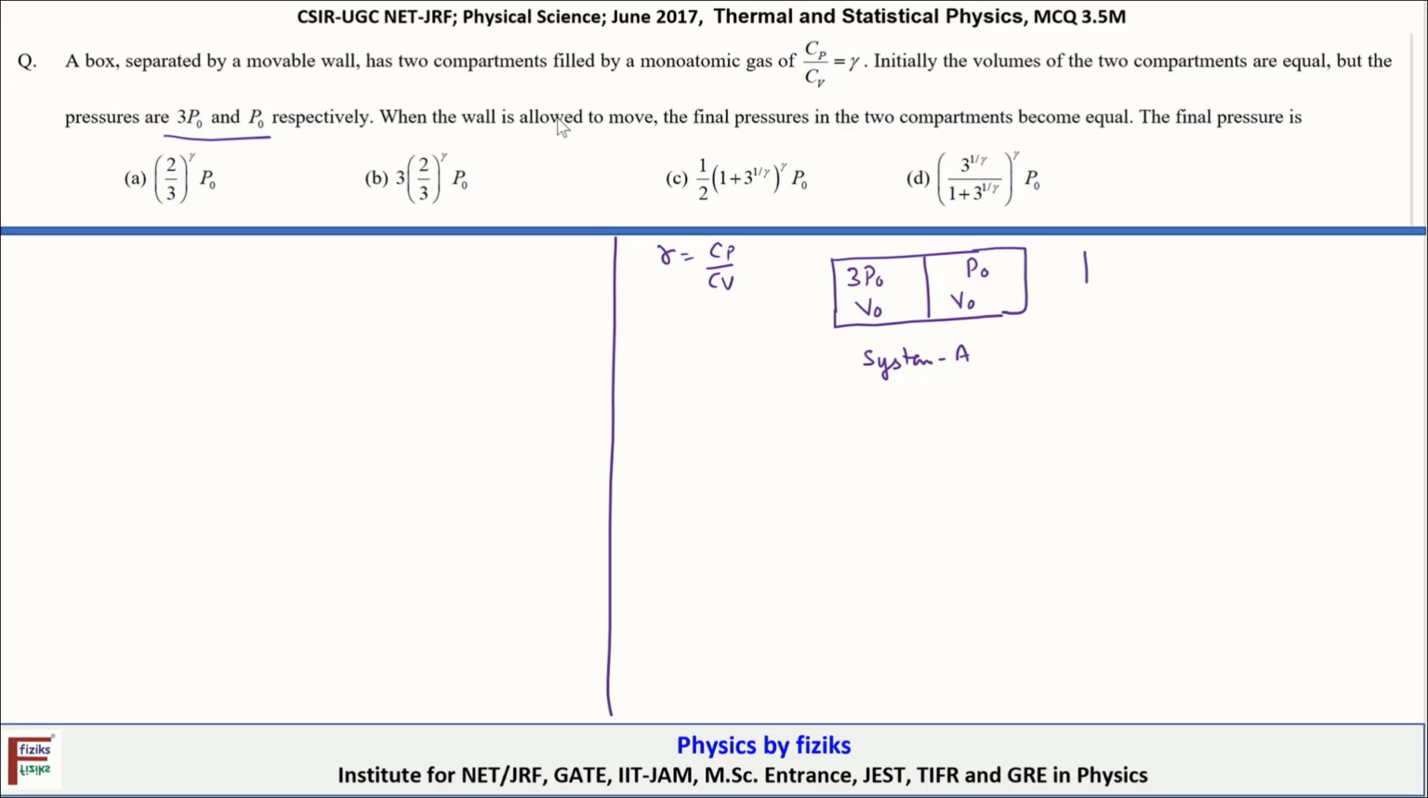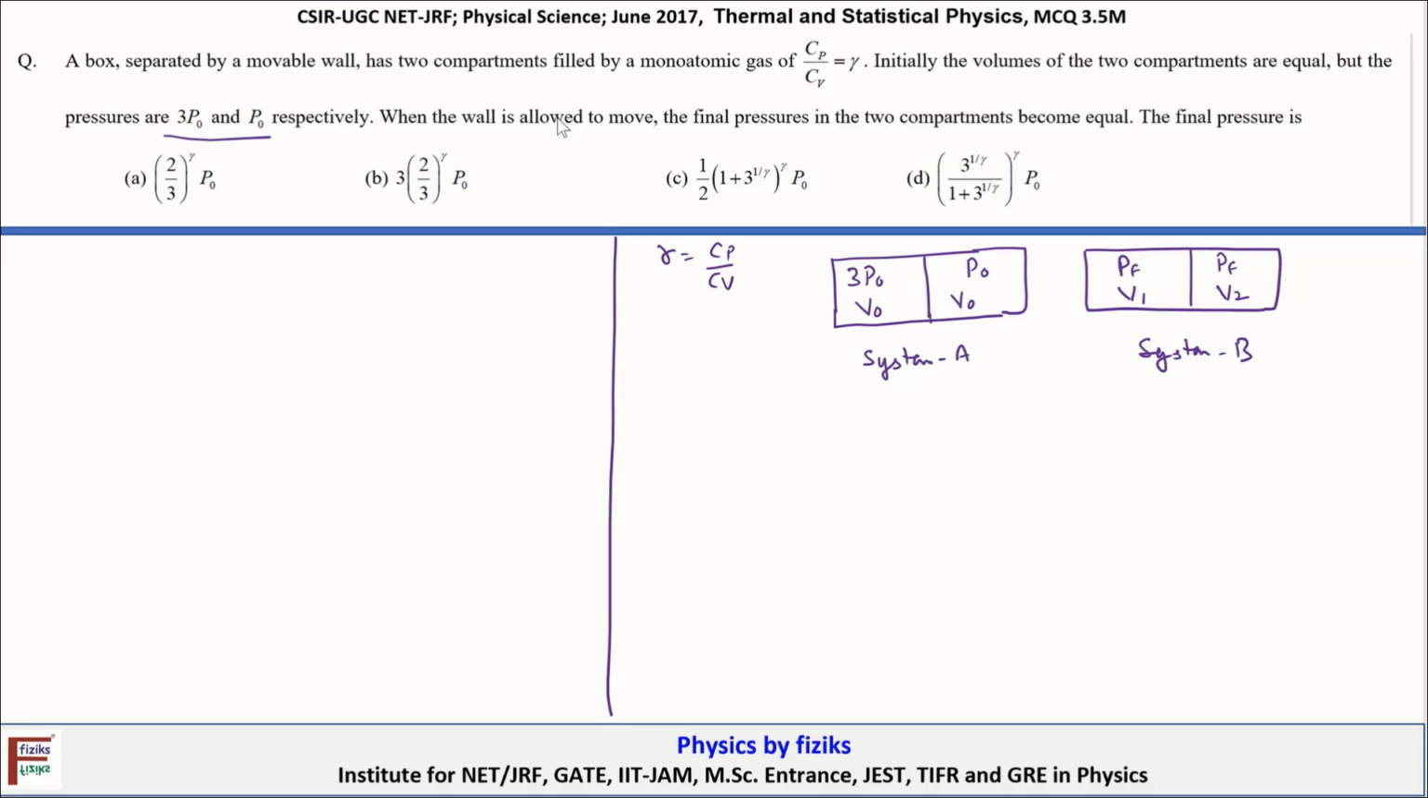Now the second situation is, what is that? In situation 2, when this ball is allowed to move, the final pressure in the two compartments becomes equal. Okay, now if it's allowed to move, let's say it will settle at a certain position, and then the pressure inside these two compartments is equal. Let's say the final pressure is Pf, and the corresponding volumes are V1 and V2. Okay, let's call this system B.